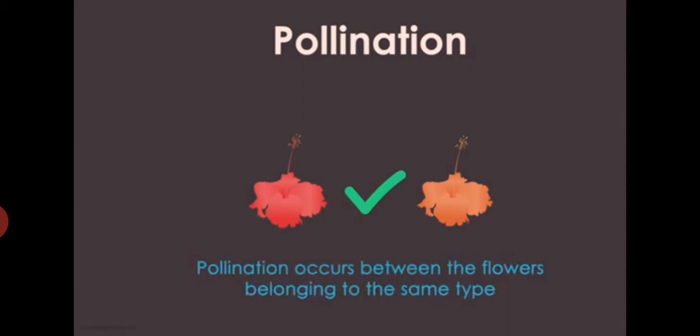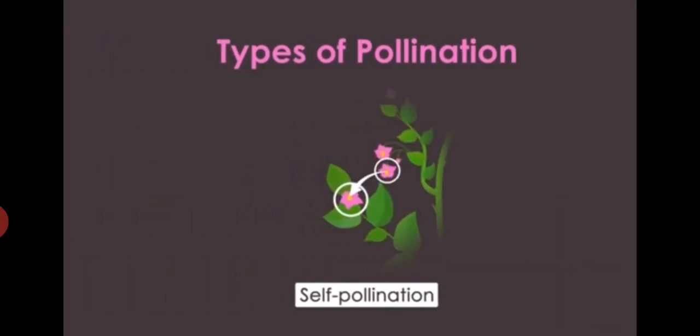Pollination occurs between flowers belonging to the same type. Pollination may occur in two ways. First is self-pollination and second is cross-pollination. So, what is self-pollination? The transfer of pollen grains from the anther to the stigma of the same flower or of a flower borne on the same plant is called self-pollination. For example, pollination in a pea flower.